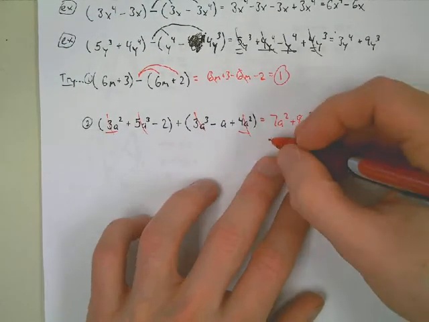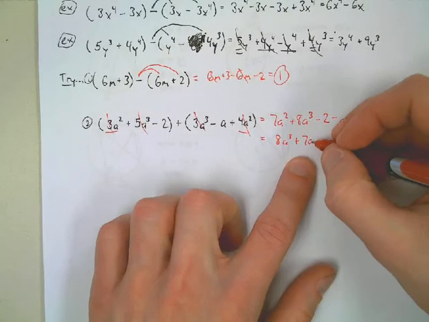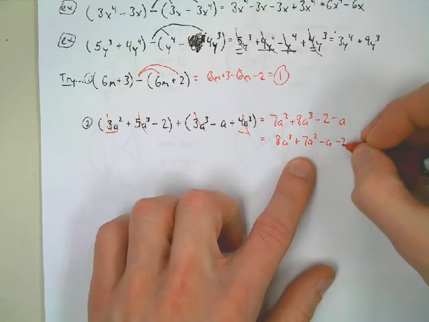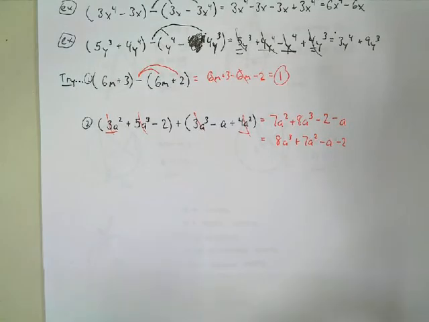Now again, this is a fine answer. If you want to put it in descending order, it'd be 8a cubed plus 7a squared minus a minus 2. Okay, but this is fine too, potentially whatever order you have there as well. Just make sure there's a minus in front of your 2, minus in front of your a. All right, questions on any of that?